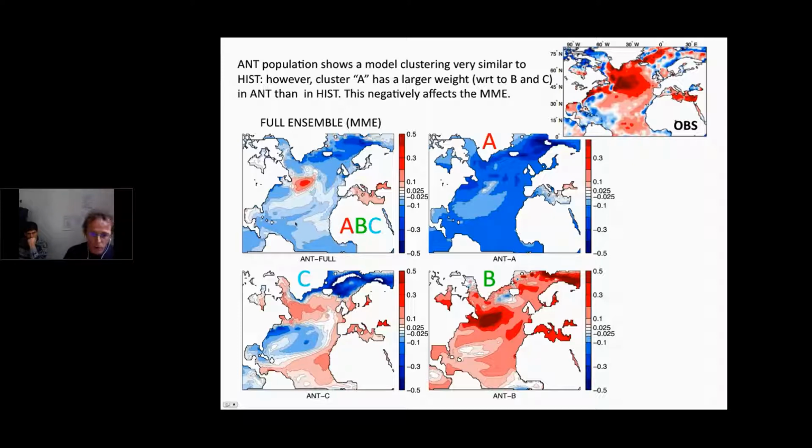And if we merge all of them, so if we do the standard multimodal ensemble mean, you see again that the multimodal ensemble mean will be very much influenced by cluster A, and there's an abundance of blue all over the place. And we know that this is because cluster A is much more represented. So there's an issue here when you're using the multimodal ensemble.